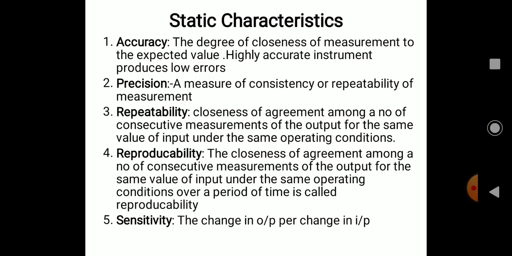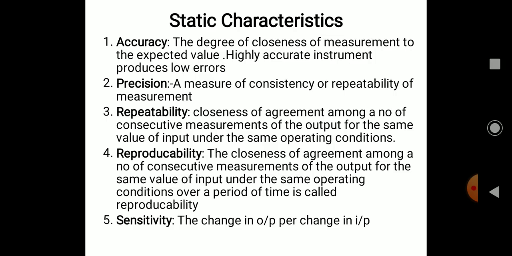Accuracy, we might have studied in the first module itself. Accuracy is the degree of closeness of measurements to an expected value, the standard value or a true value. A highly accurate instrument produces low errors because the difference between the true value and the measured value will be very less.